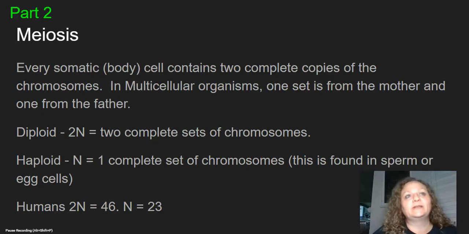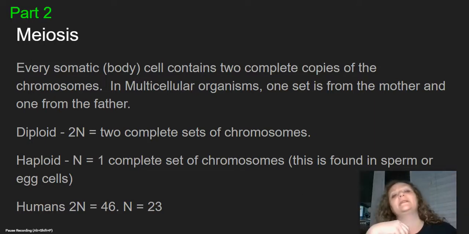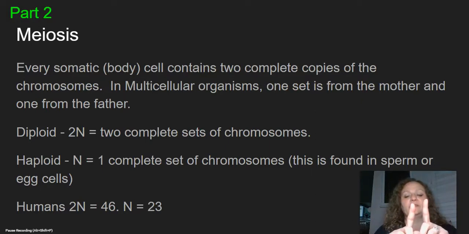So in mitosis, we talked about how all the cells in your body, your somatic cells, have two complete copies of your chromosomes. They come from mom and dad, right? Mom gives a copy of chromosomes to you, and dad gives a copy of your chromosomes to you. And so you have two sets of chromosomes, one from each parent.